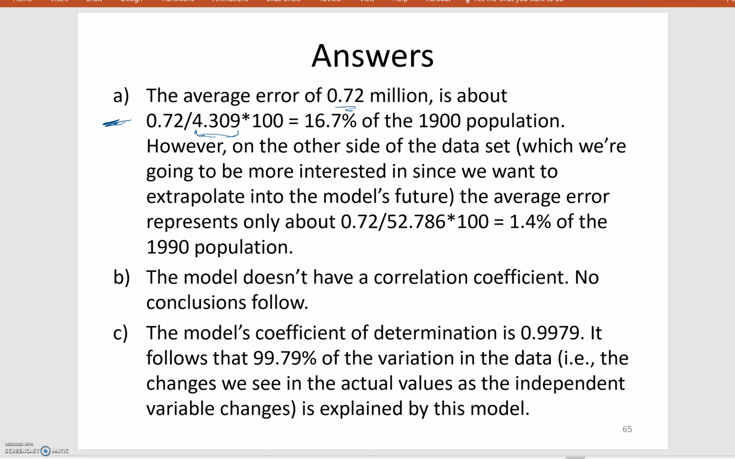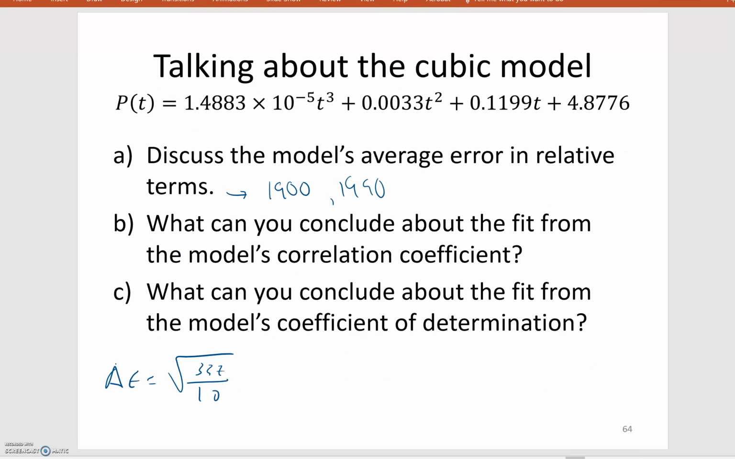If we zoom over to the other end of the data set, the 1990 value is 52.786 million, and we calculate the relative average error there. That's only 1.4% of the 1990 population. Okay. We're not really going to do much with these average error computations, but there they are anyway.